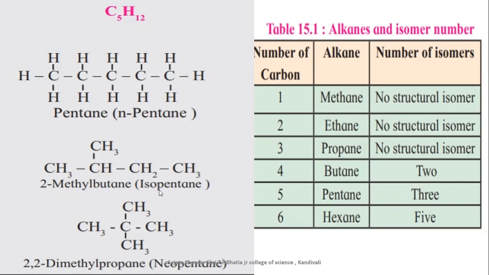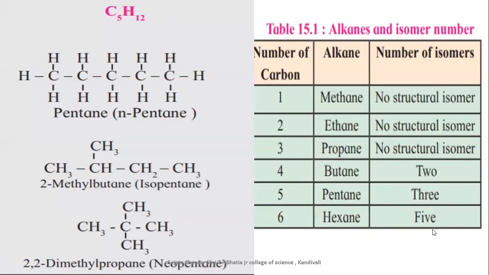If you see pentane and isopentane, that is 2-methyl butane, they have the same number of carbon atoms and hydrogen atoms, that is 5 carbons and 12 hydrogens. So both have the same molecular formula, but the arrangement of atoms is different. This one is the chain, whereas this one is branched. Another isomer is 2,2-dimethyl propane, that is neopentane. This also has the same number of carbon and hydrogen atoms. So pentane has 3 isomers: pentane, 2-methyl butane and 2,2-dimethyl propane.